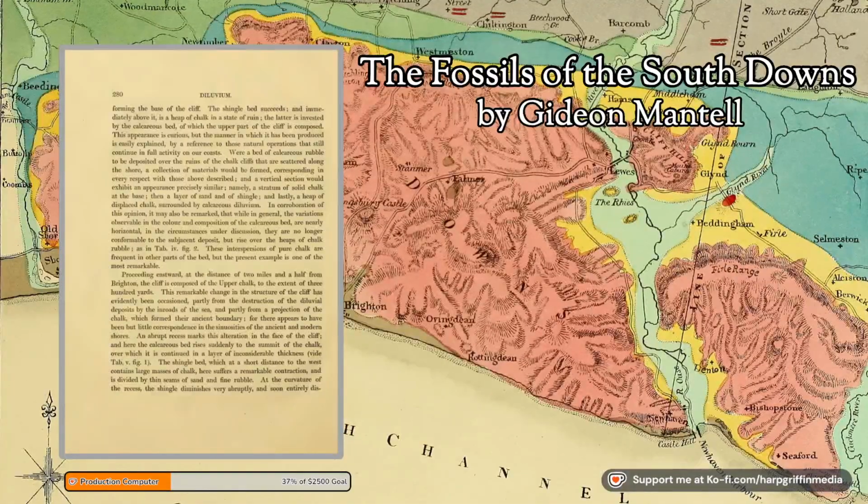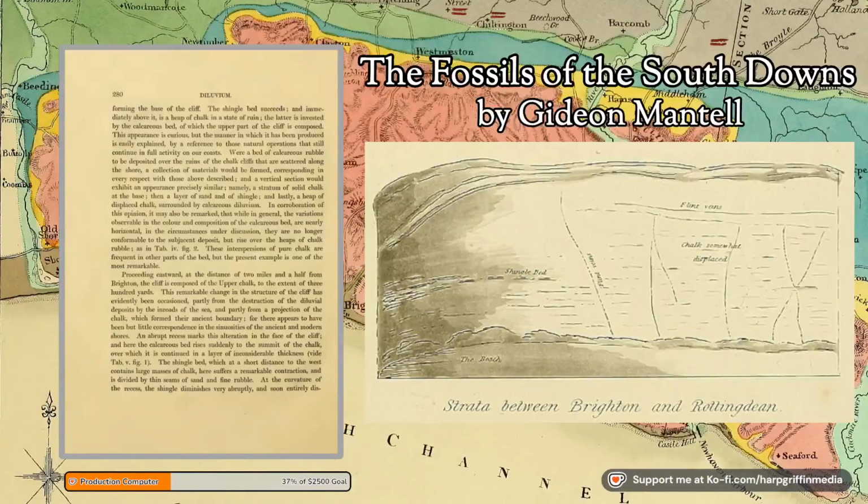For there appears to have been but little correspondence in the sinuosities of the ancient and modern shores. An abrupt recess marks this alteration in the face of the cliff, and here the calcareous bed rises suddenly to the summit of the chalk, over which it is continued in a layer of inconsiderable thickness. See Tablet 5, Figure 1.